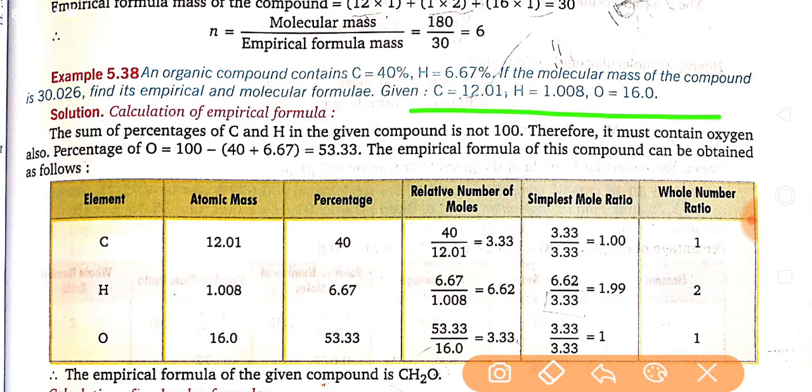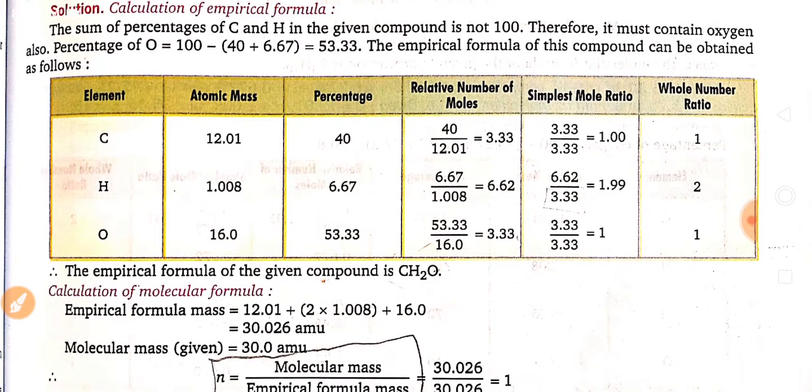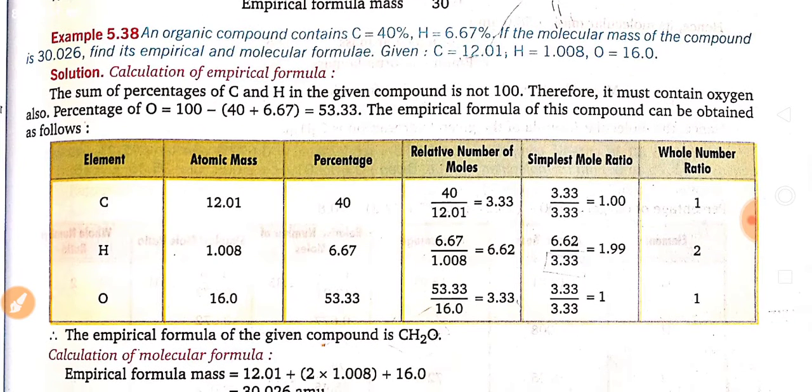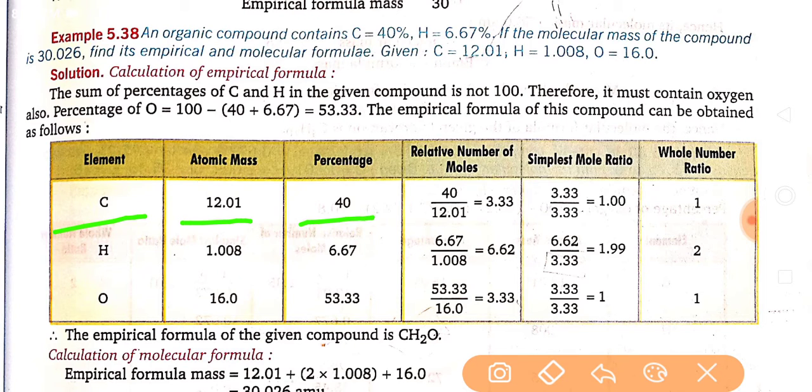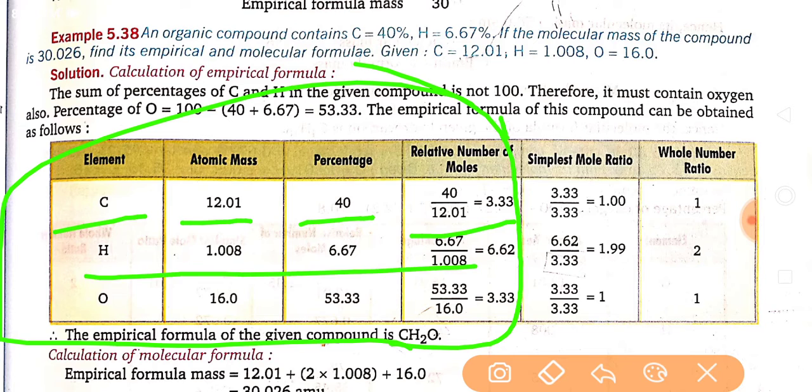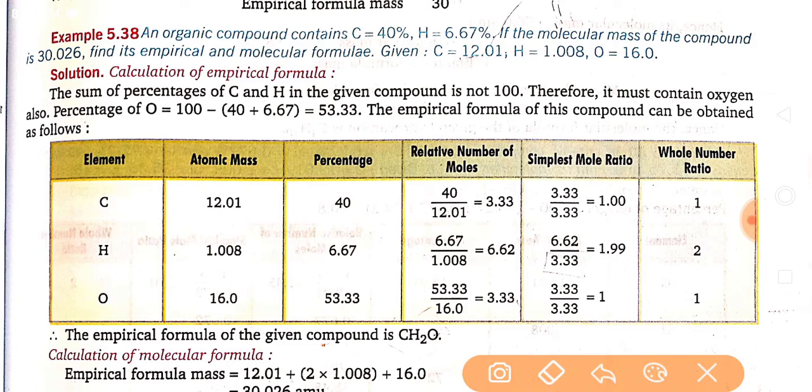Okay, last week we also calculated the empirical formula; today we have to calculate the molecular formula also. So here the elements are given with atomic mass and percentage, and carbon is 40. So the relative number of moles will be 40 upon 12.01, which is 3.33. For the simple mole ratio calculation, last week we saw that first you have to do this activity only. Then do it for hydrogen and then for oxygen also, and the minimum value will be 3.33.